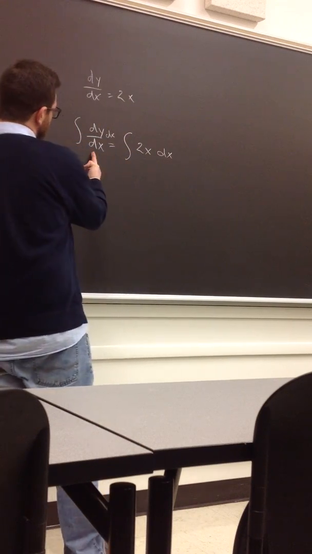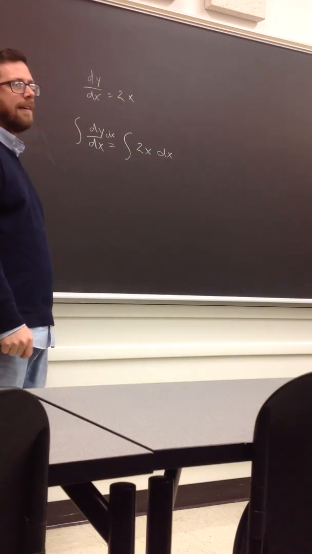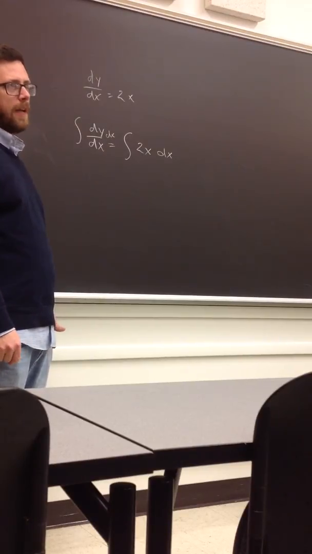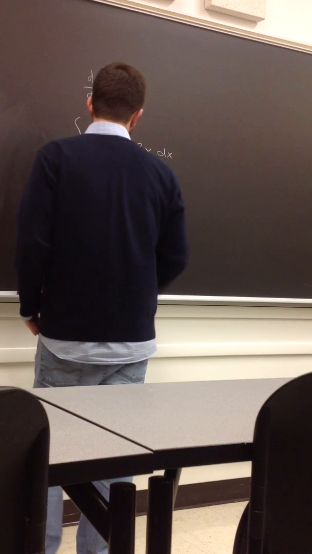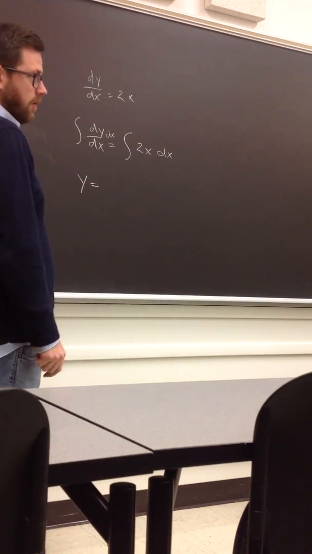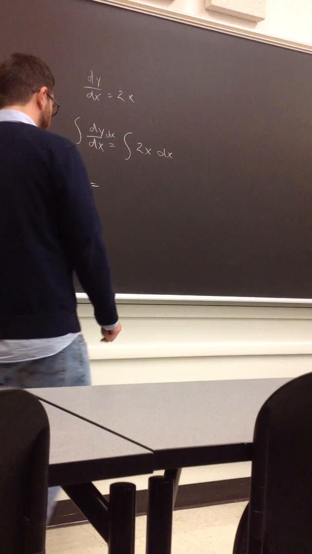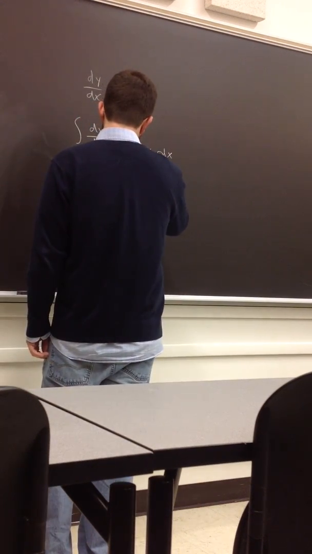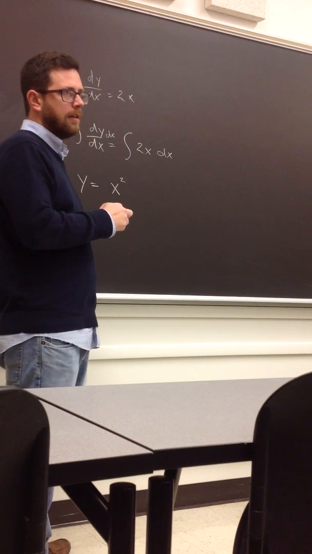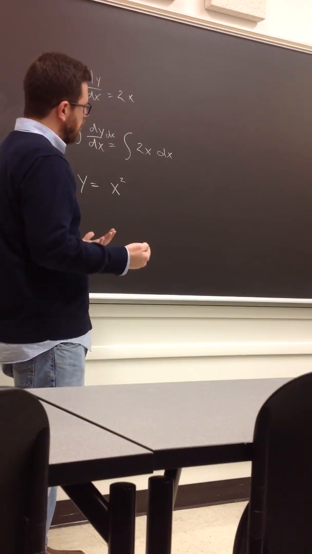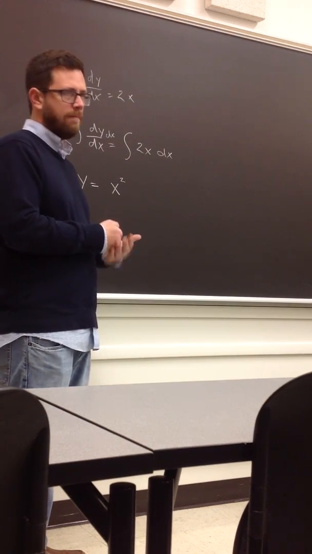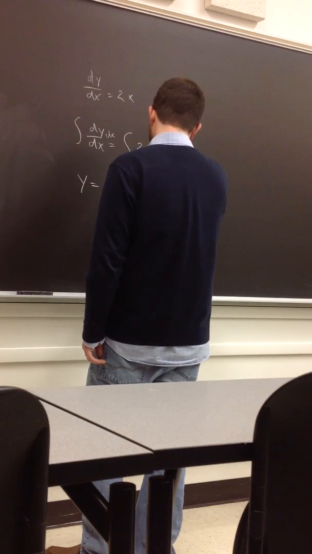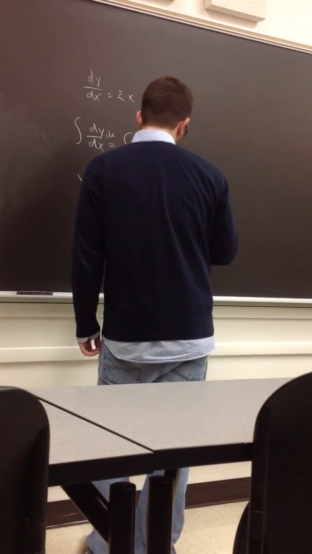So what is this? The integral of the derivative of y. The fundamental theorem of calculus says that that's just y. So y equals x squared plus c. The antiderivative of 2x is x squared, but this is just one of the antiderivatives. What do you differentiate in order to get 2x? Well, you have to have x squared, but in addition to that you could have any constant. So the general solution to this differential equation is x squared plus c, okay?